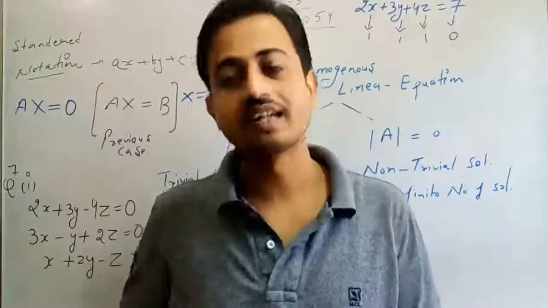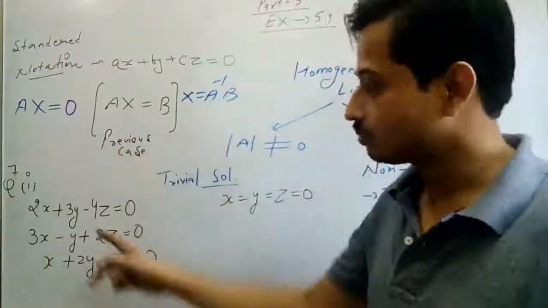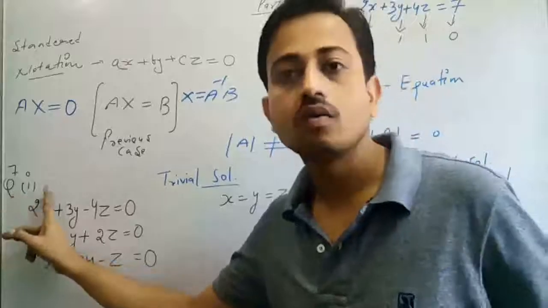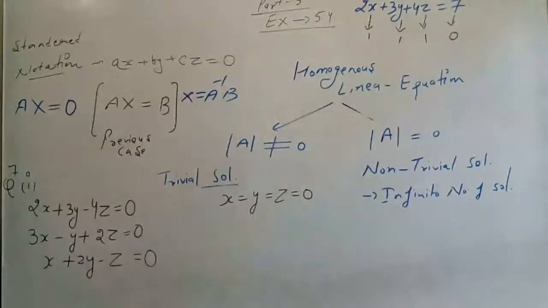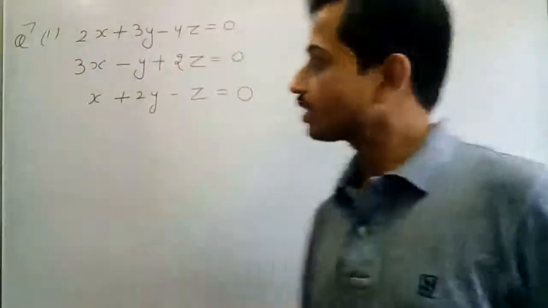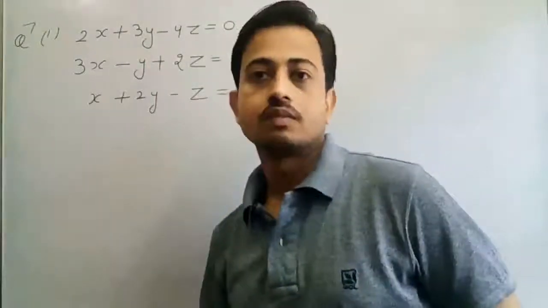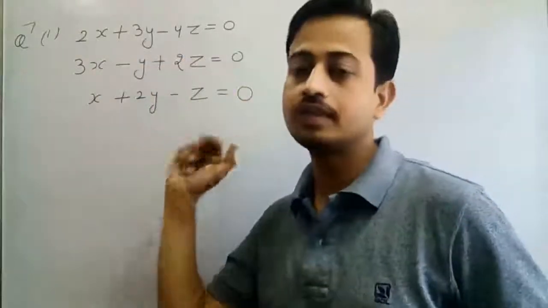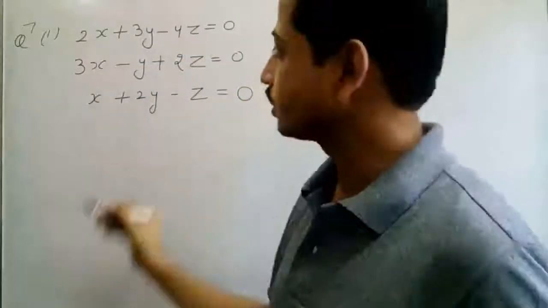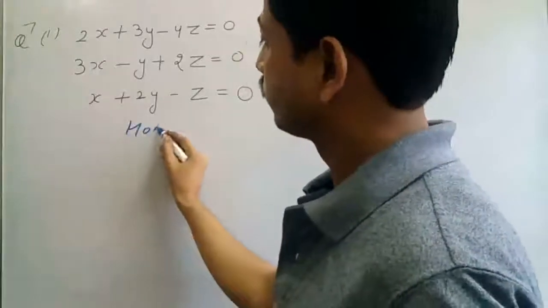So we will start our next question. Question number 7 part 1. So please make a note. Now look at the question number 7 part 1. Look at this question, 0 0 0. It means this is based on homogeneous linear equations.